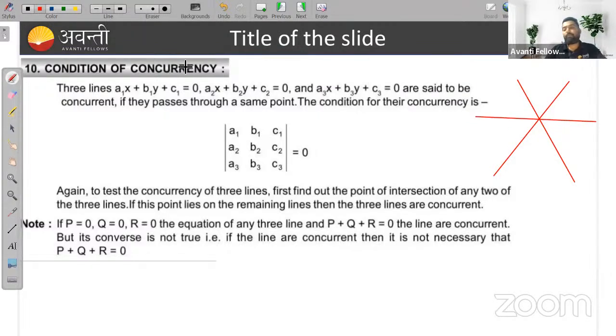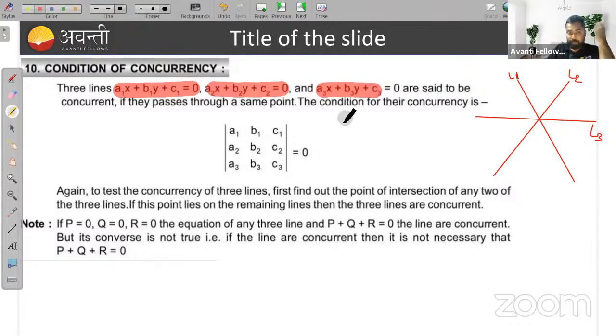Suppose you have the equations of these three lines, L1, L2, L3. The equation of L1 is a1x plus b1y plus c1 is equal to 0. The equation of L2 is a2x plus b2y plus c2 is equal to 0. And the equation of L3 is a3x plus b3y plus c3 is equal to 0.